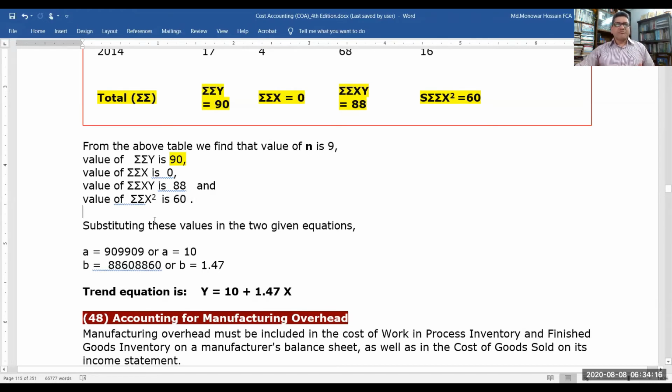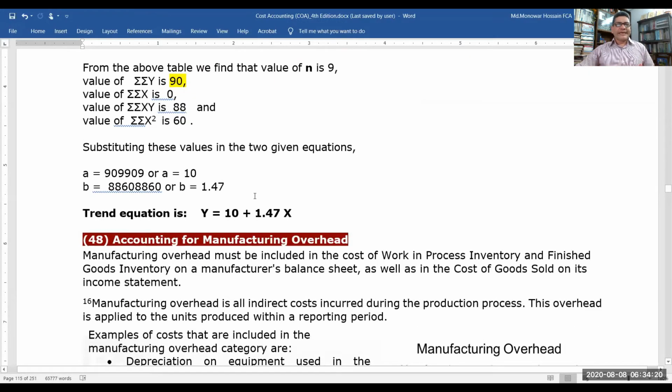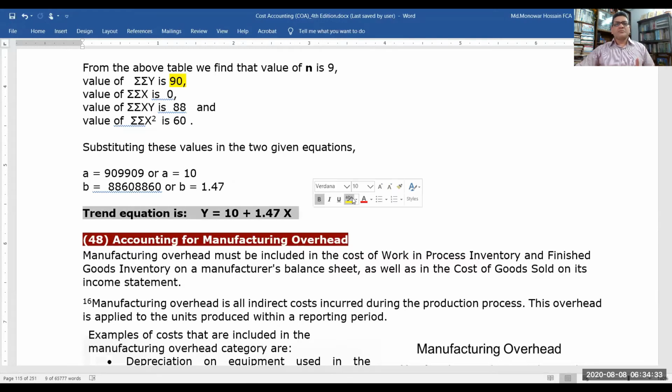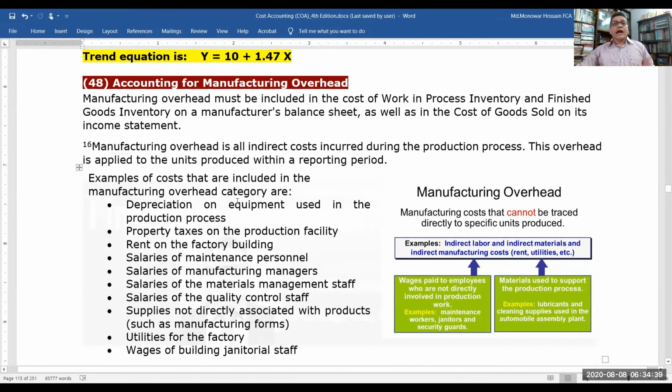So substituting those values into the two given equations, we will get a equal to 10, b is 1.47. So the trend equation is y equal to 10 plus 1.47x.